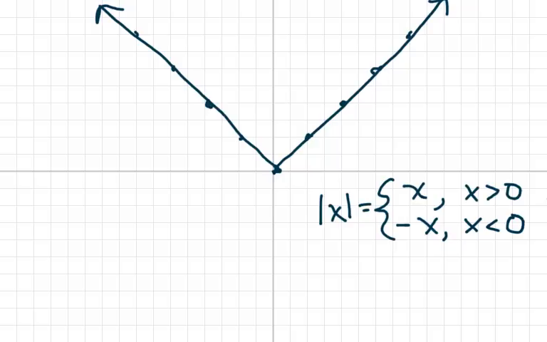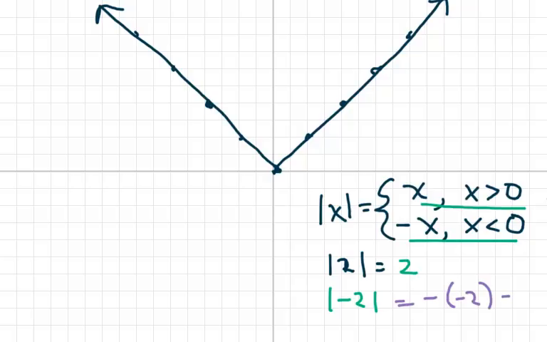So, for example, if I put in the absolute value of 2, I use this piece to plug it in because 2 is bigger than 0. That will just equal x, which is 2. However, if I have negative 2, then I plug it in to this equation. So that would be negative times a negative 2 equals 2. So the absolute value of negative 2 is 2.